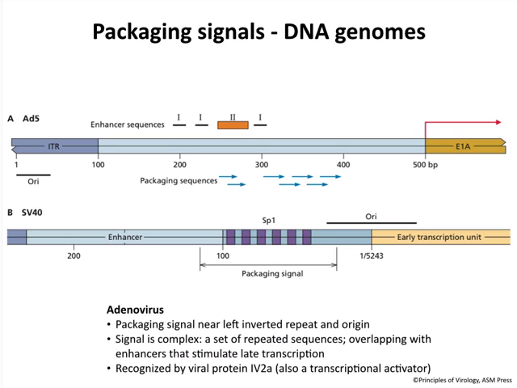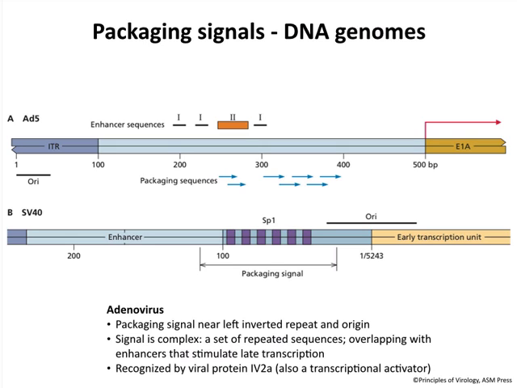They also happen to overlap sequences here indicated as enhancers. These are long-distance sequences that influence the transcription of the E1A gene. So these packaging sequences are rather complicated, and the way they're identified is by introducing mutations into this region and asking, does this mutation block the incorporation of DNA into the capsid? And that's what is defined here.